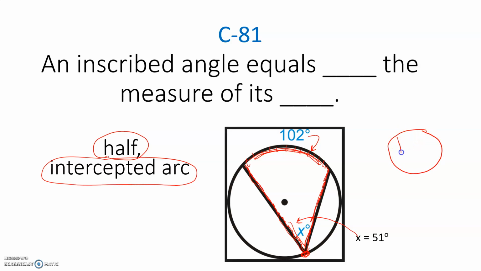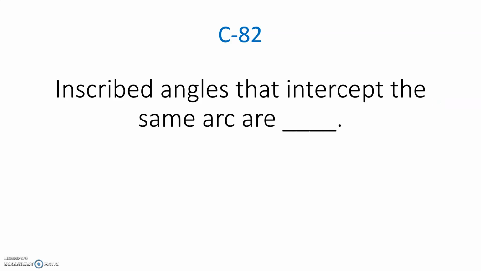If I have another inscribed angle, and this arc is 40 degrees, then this angle would be 20. If I have another inscribed angle, and I know that this angle is 60 degrees, then this arc would be 120 degrees. So that is conjecture number 81.